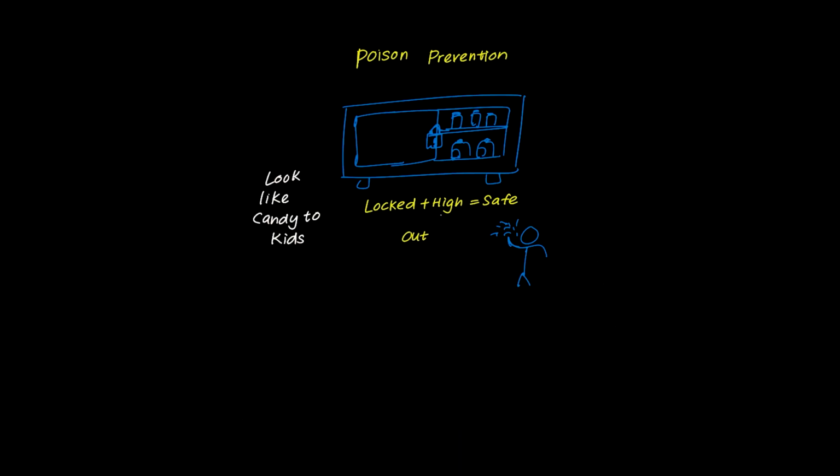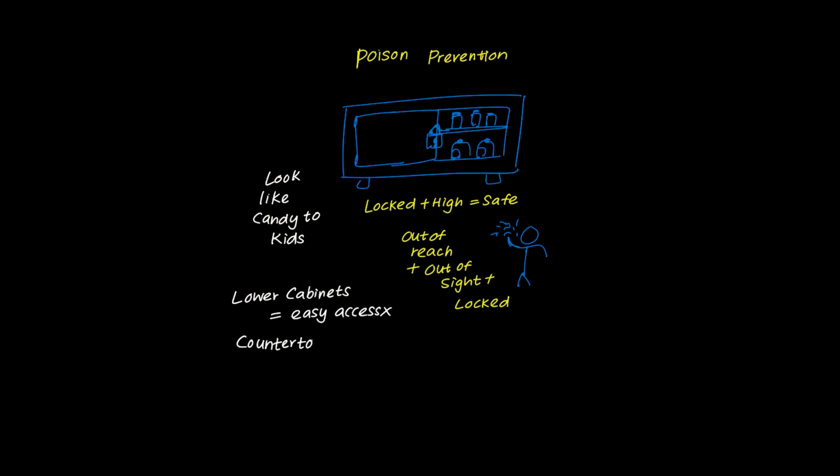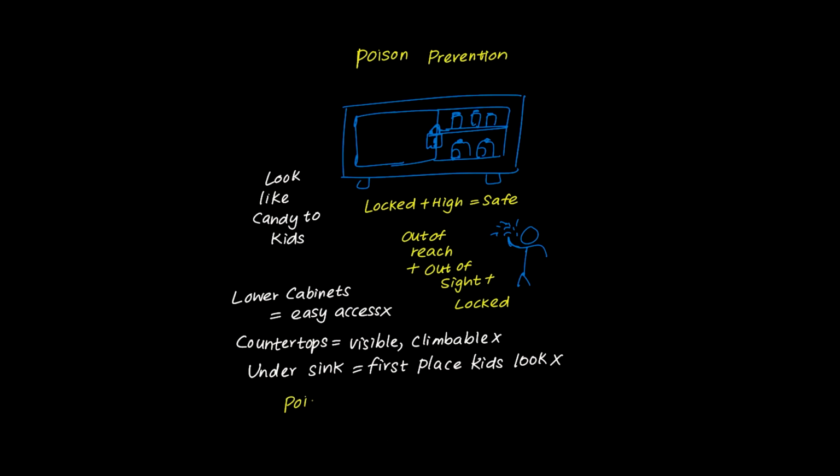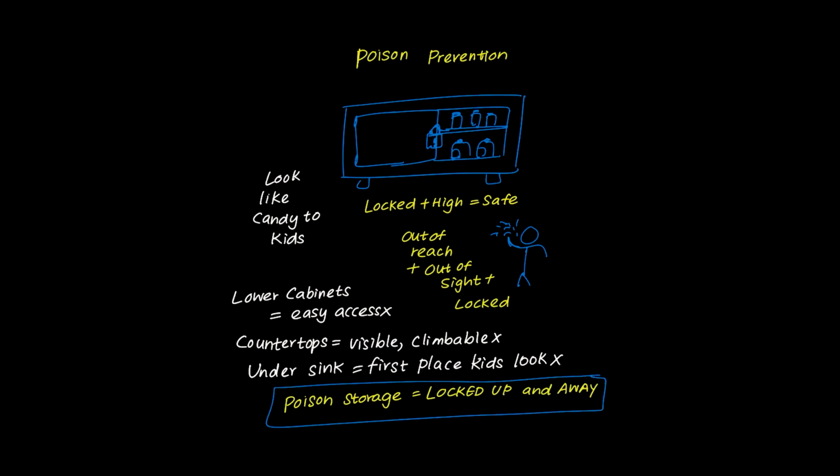The solution is simple. Lock hazardous materials in cabinets children can't access, preferably high up and out of sight. Lower cabinets are exactly where children can reach. Countertops are visible and climbable. Under the bathroom sink is one of the first places curious toddlers explore. Out of sight and locked equals safe. Here's a WGU C458 OA exam tip for you. Poison prevention equals locked up and away. High, hidden, and secured. Quick recall hook: locked and away keeps poison at bay.